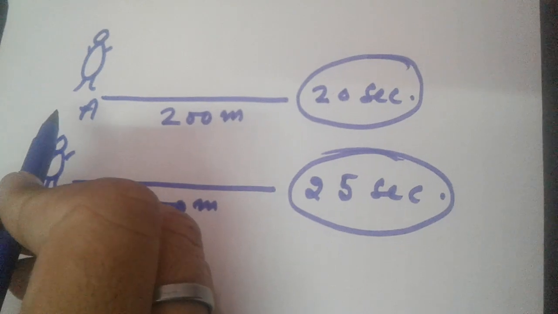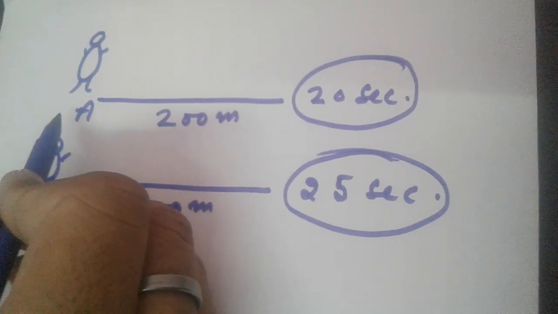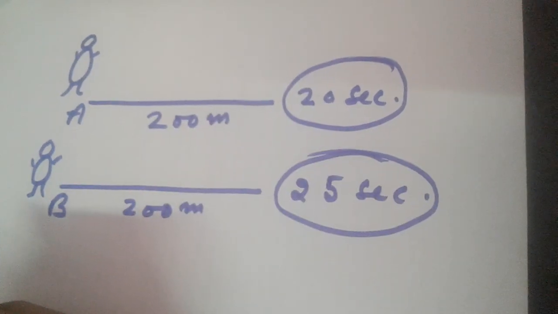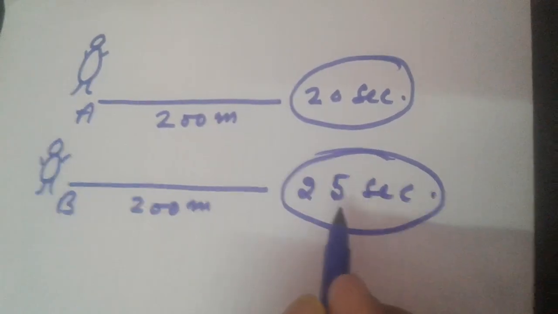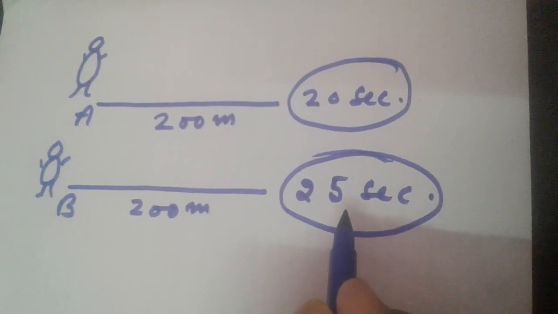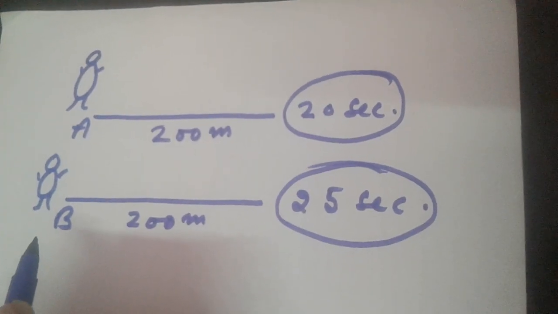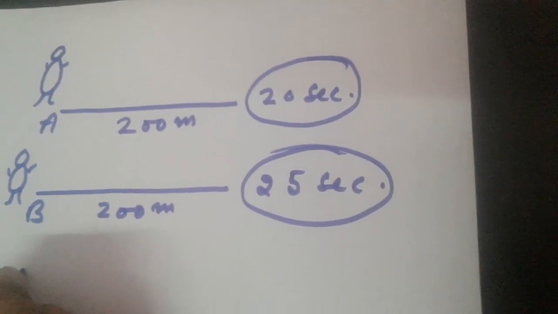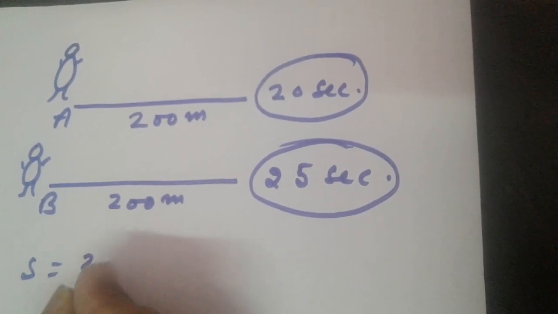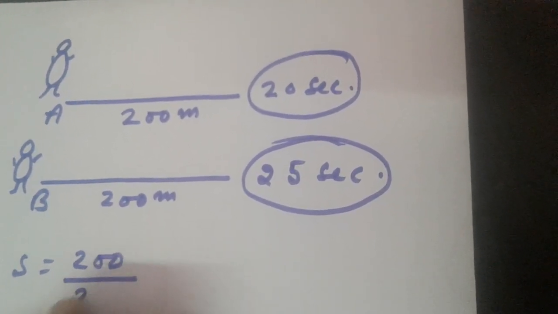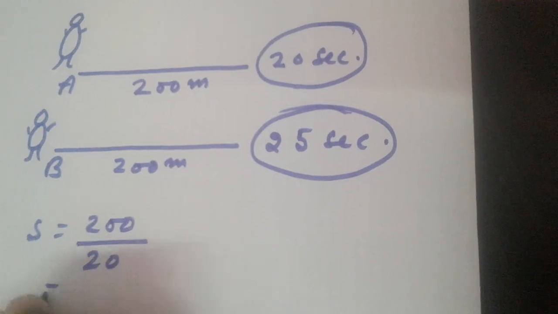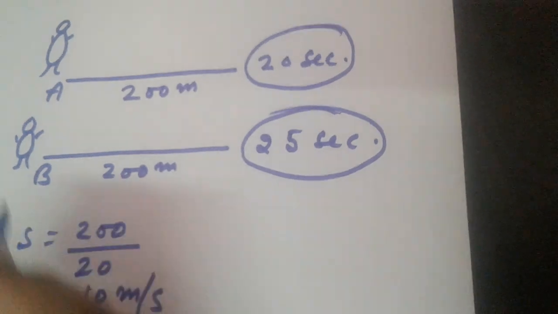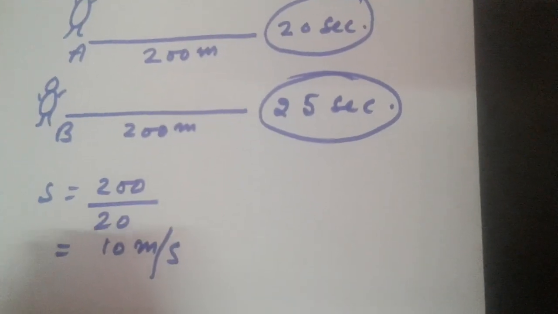Suppose two boys A and B are running a 200-meter race. A finishes the race in 20 seconds and B finishes the race in 25 seconds. So A is faster because of the rate at which A was running. How will we find the rate? Speed equals distance upon time, means 200 upon 20, means 10 meter per second. So the speed of A is 10 meter per second.